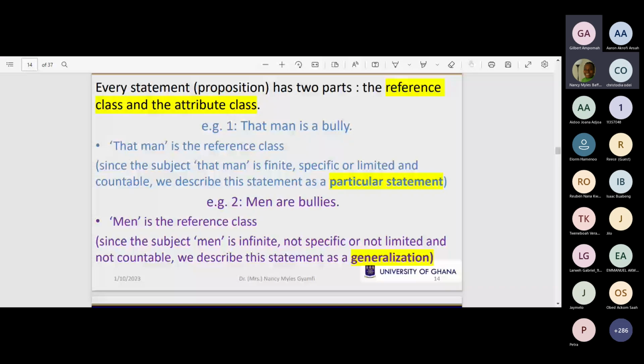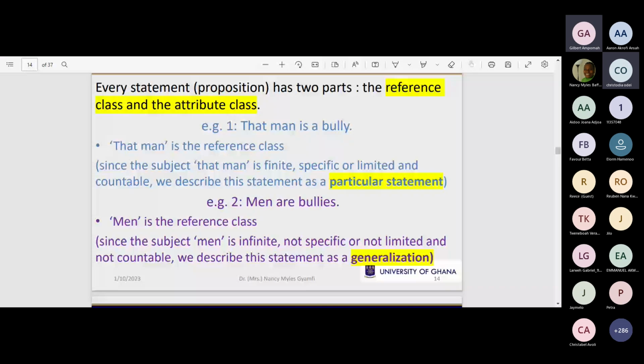I said there could have been 300 million men in that building or that nation. If I said, listen, those men in that country at that time are so and so. This is finite. It has an end. The numbers can be counted. Which numbers am I talking about? The numbers I'm referring to in that class. So such a statement will be described as a particular statement. Particularity.